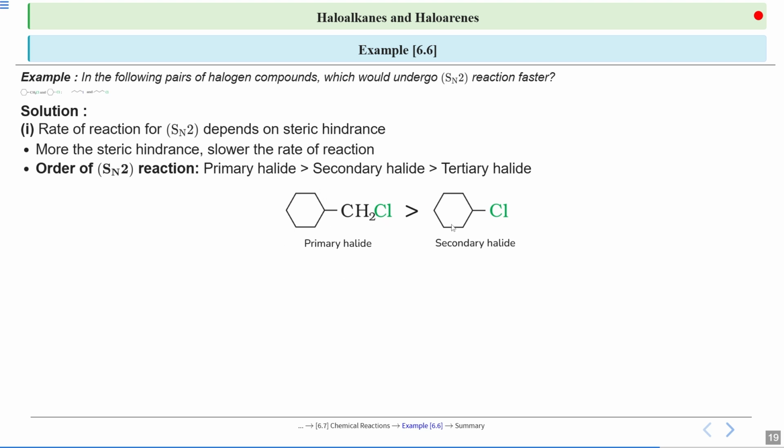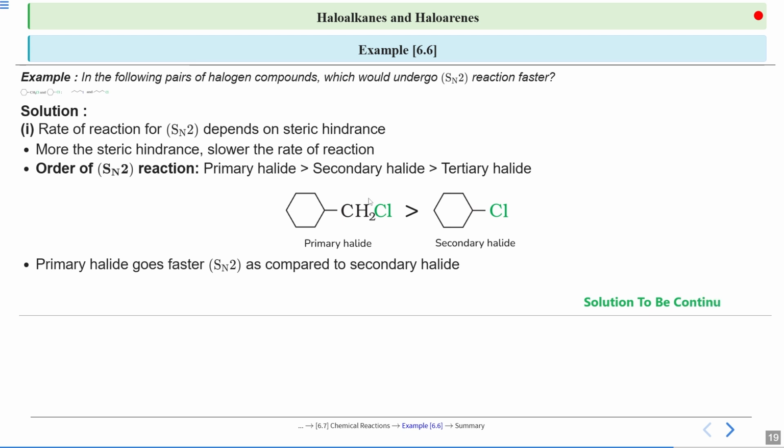So the first pair of halogen compounds given here has a primary halide, where the chlorine is attached to a carbon which is attached to only one other carbon. So this is a primary halide. Meanwhile, the other halide is a secondary halide, because the chlorine is attached to a carbon which is bonded to two other carbons. So as per the order of SN2 reactivity, the primary halide should undergo the SN2 reaction faster compared to the secondary halide. So the primary halide goes faster in SN2 as compared to the secondary halide.